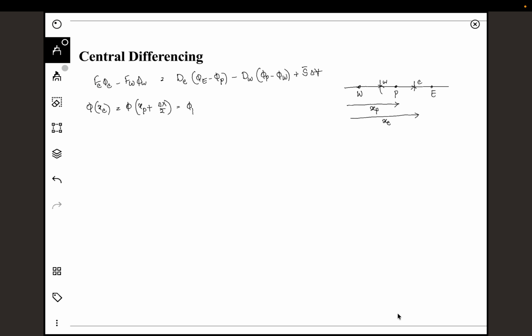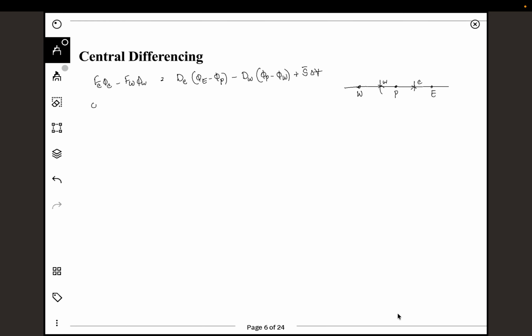So that will be phi p plus delta x by 2 times del phi by del x evaluated at point P, which is a second order accurate scheme. So now I need an approximation for del phi del x evaluated at point P. Or I can also put a slightly different form. I can just simply explain it in a different way.